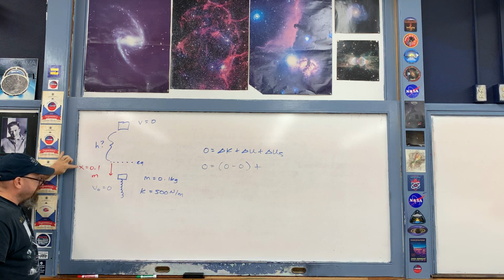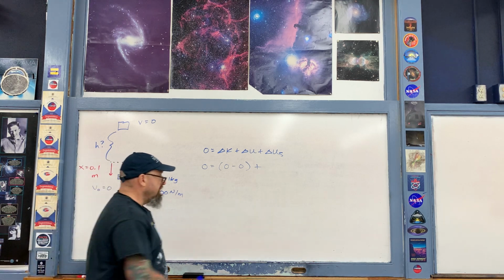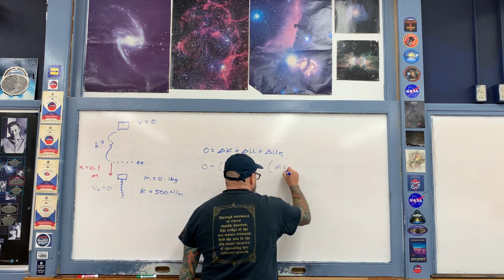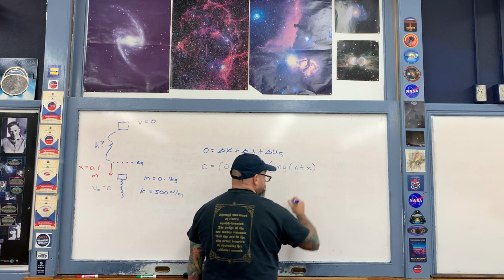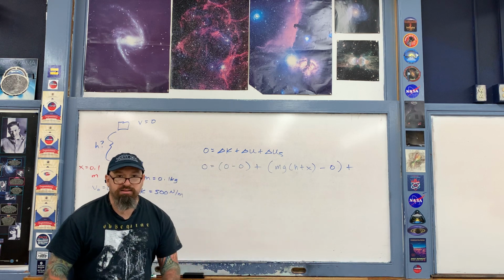multiplied by the total height of h plus x. I'm completely ignoring the spring when I describe this. So the final gravitational potential energy is mg times (h plus x), minus the initial, which is equal to 0. And now we get to the spring.